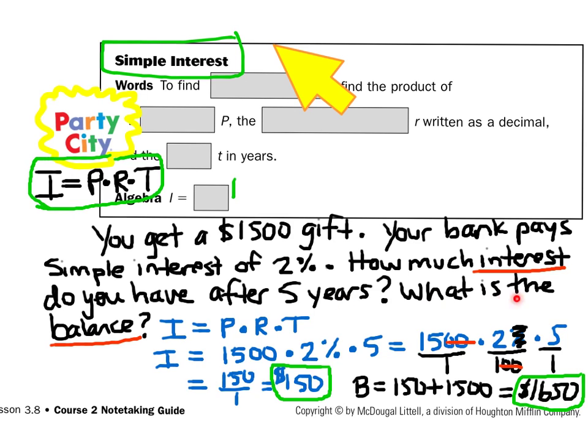Now, to get the balance in my account, I have to take the interest that I earned and add it to the original amount I started with. So the balance equals 150 plus the original amount, the 1,500. And that would give me $1,650 in my account.